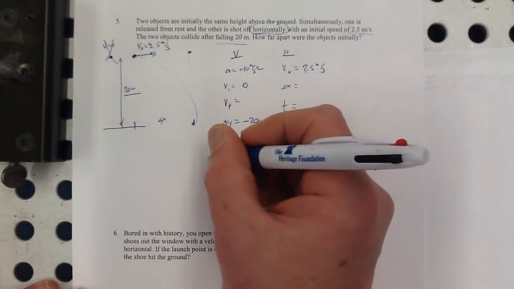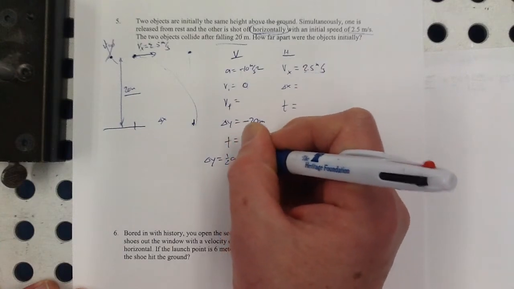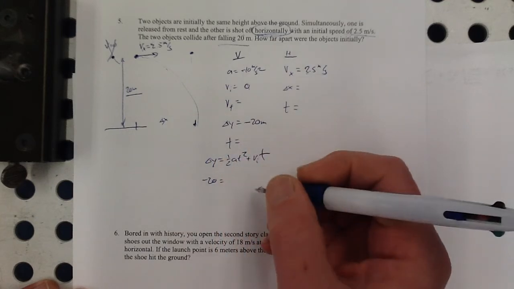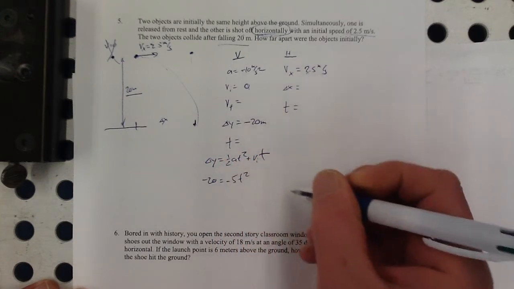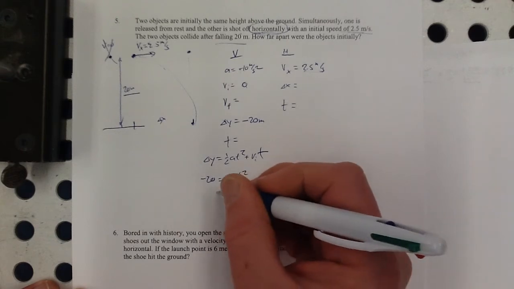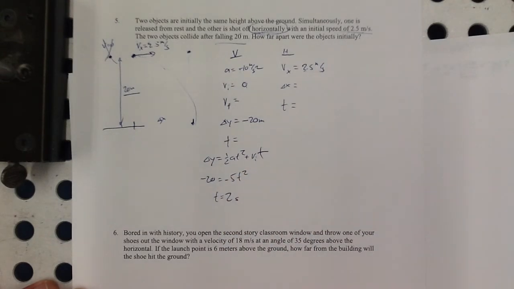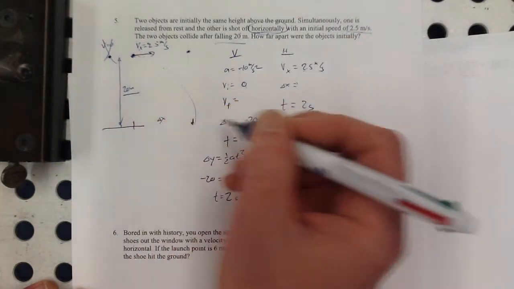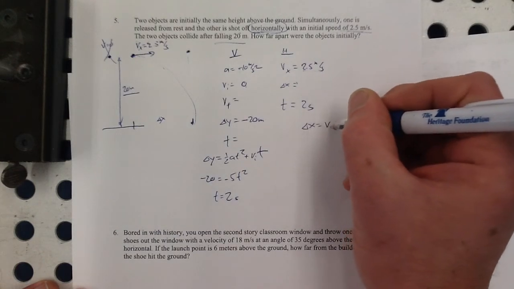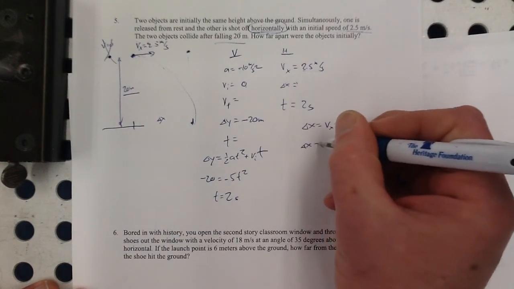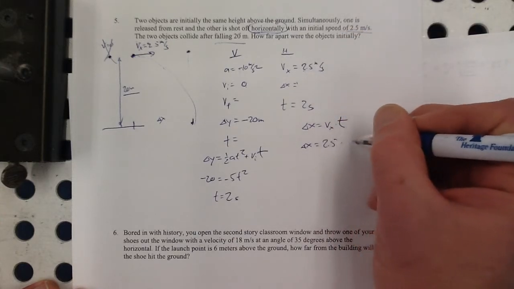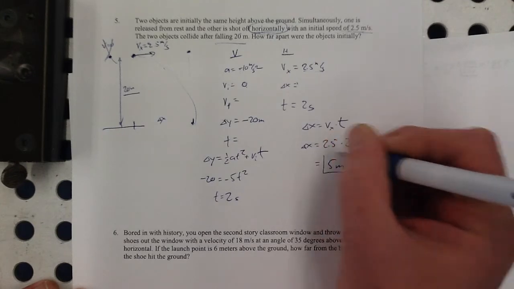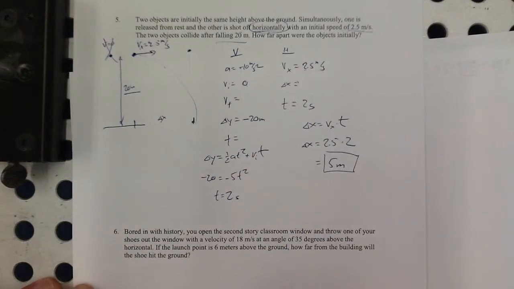So delta y equals 1/2 at squared plus vit. So it's going to be 2 seconds, right? And that means that that horizontal distance that separated them is 5 meters. That's all. So once we start to set it up, then things fall into place.